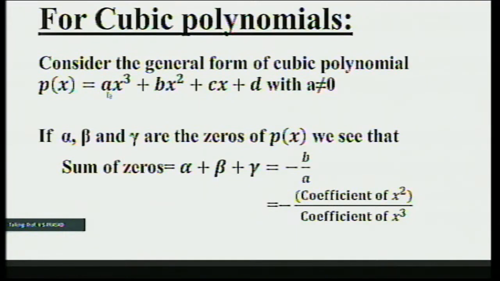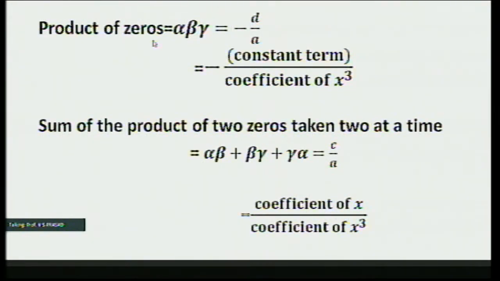Whatever the coefficient with respect to x cube is, you have to take it as the denominator. So minus b by a means minus the coefficient of x square divided by the coefficient of x cube. This is the first relation we are going to get as a generalization. Then the product of the zeros, that is alpha into beta into gamma, says minus the constant term.